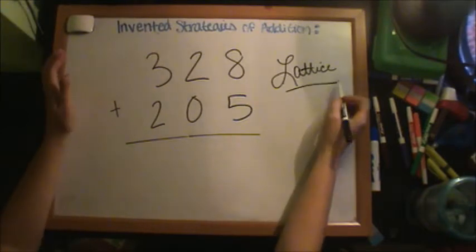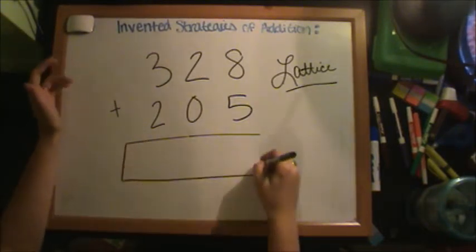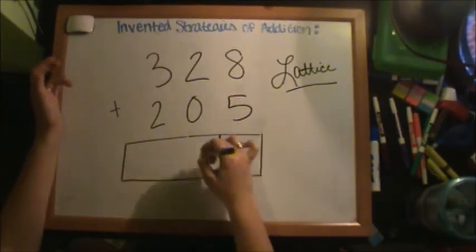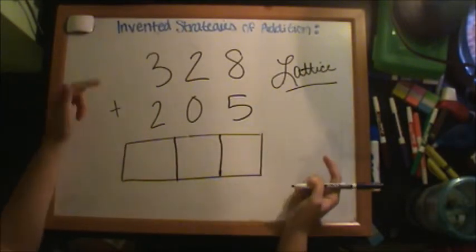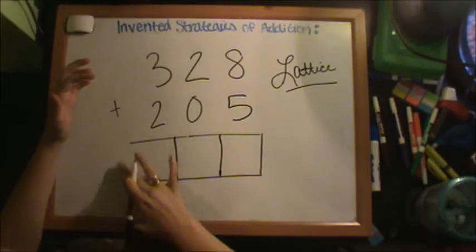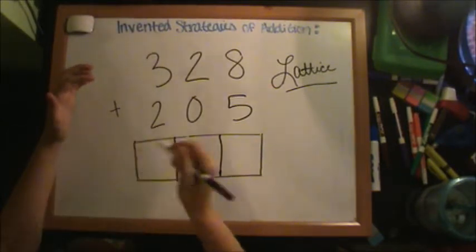So the difference between lattice and standard algorithm, we're going to create a little box right here, and we're going to give each column its own little box, its own little square. Sorry, I don't know why that was bothering me.